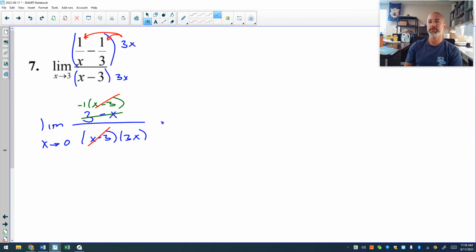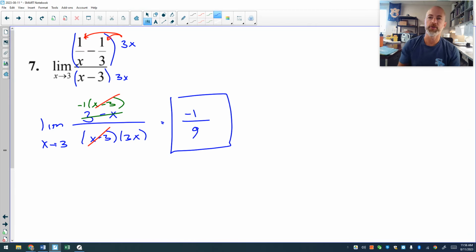And I can substitute now 0, 0. X is approaching 3, not 0. Whoops. So I'm going to plug in 3 for my 1 remaining x. I have a -1 up there in the numerator, and I have 3 times 3 in the denominator. And so the answer is indeed -1/9. That was a weird 9 there. That's still weird, but at least you can read it. There we go. Those are all the examples for solving limits algebraically. Hopefully that makes a little bit of sense to you.